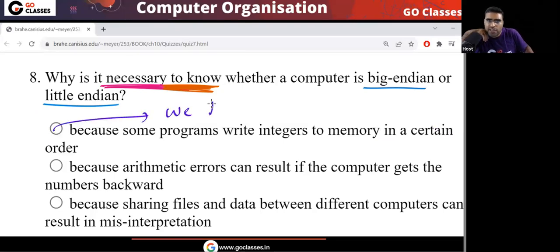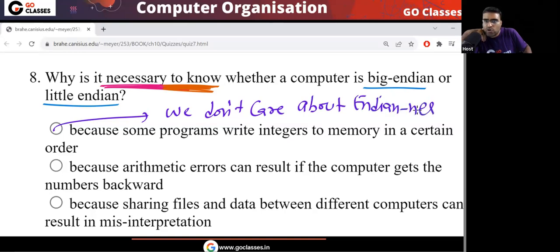Here we don't care about endianness. Who will take care of this? I told you that as a programmer, you don't have to worry about endianness because it will be taken care of for you. Software plus hardware, the compiler, assembler, and hardware, all of them will take care of it. So here you don't have to worry.